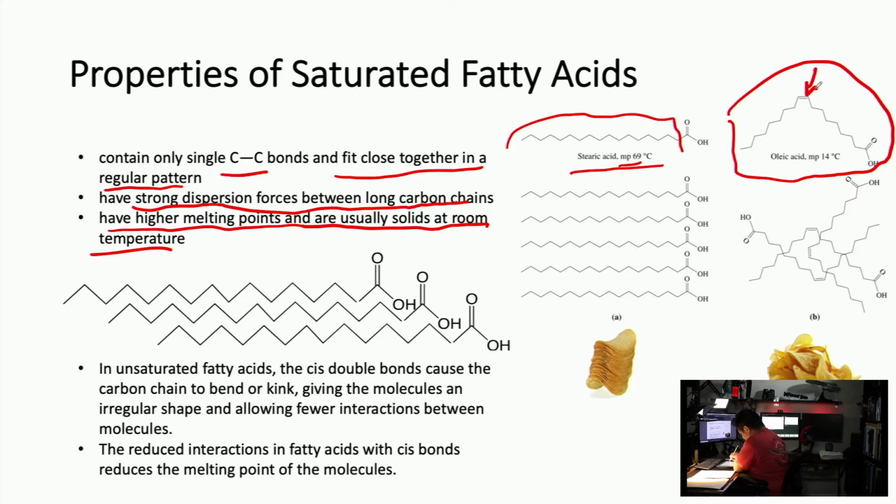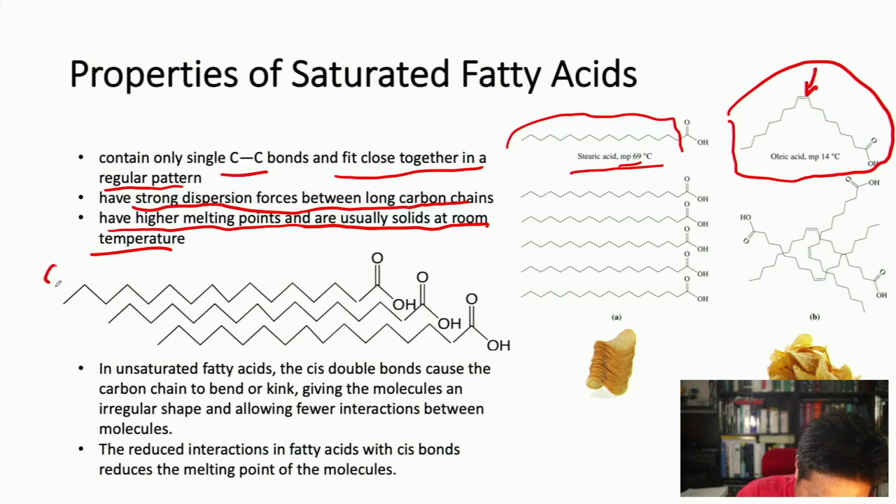And so since it's got that kink there, the molecules of oleic acid can't fit together as closely, as tightly as the carbon chains that are present in stearic acid. And since they don't fit as closely together, they have a much lower melting point, and that's why oleic acid is liquid at room temperature, and stearic acid is solid at room temperature, right?